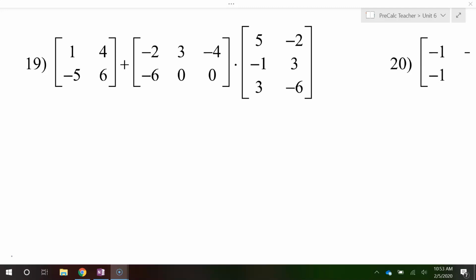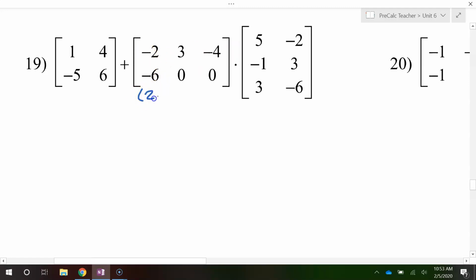For number 19, we must follow the order of operations. Multiplication comes before addition. So first we have to multiply these two matrices. Even though there are no parentheses, we still have to do this first. In order to see if this multiplication is even possible, we need to check the dimensions of each matrix.